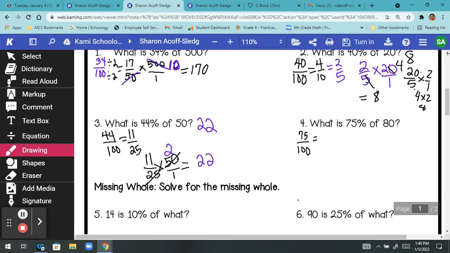What goes into 75 and 100? 5. Okay, so 5 goes into 75 how many times? 15, and it goes into 100 how many times? Oh, can we take that a little further? Yes. What goes into both of those? 5. So 5 goes into 15 how many times? And 5 goes into 20? 4 times. So now we're going to multiply that 3/4 times 80.